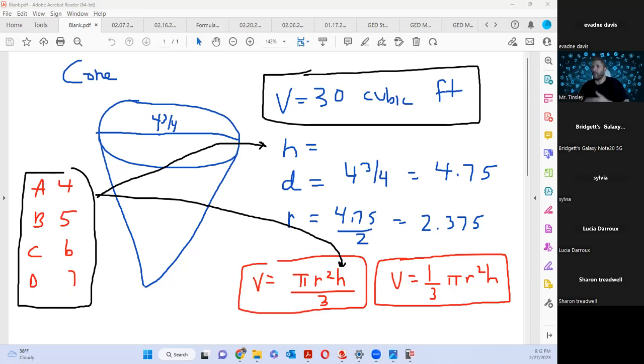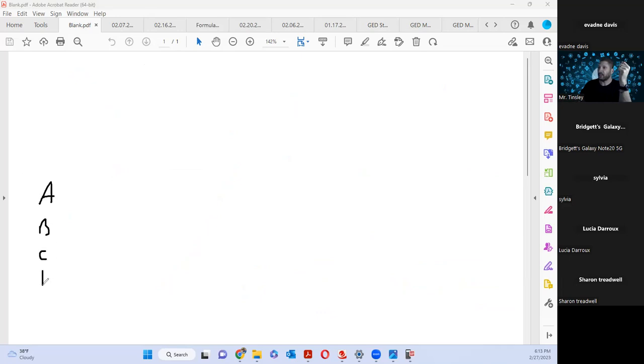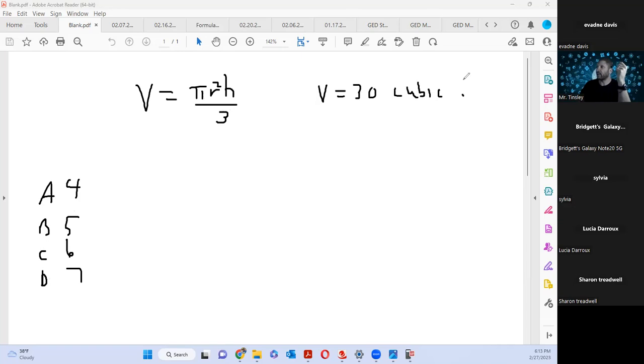Let me show you. First of all, I'm going to erase this left side just for a second. Let me write it up here real quick. Somebody write down the volume is 30, right? I'm going to clear everything out. We had A, B, C, D: 4, 5, 6, 7. We know the formula is pi r squared h divided by 3. We know the volume was 30 cubic feet. We also knew the diameter was 4 3/4, so we knew the radius was 2.375. So instead of having to do this algebraically, I recommend you just plug everything in.